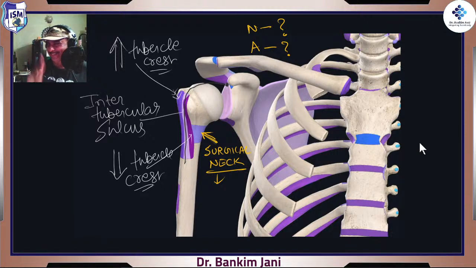Okay, I like that answer. That is good. Axillary nerve. Because see, the axillary nerve will be going posteriorly, so it will be associated with the posterior circumflex. That's right. Okay, very good.